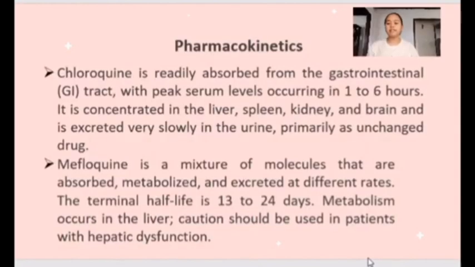So, pharmacokinetics. Chloroquine is readily absorbed from the gastrointestinal or GI tract, with peak serum levels occurring in 1 to 6 hours. It is concentrated in the liver, spleen, kidney, and brain and excreted very slowly in the urine, primarily as unchanged drug. Mefloquine is a mixture of molecules that are absorbed, metabolized, and excreted at different rates. The terminal half-life is 13 to 24 days. Metabolism occurs in the liver, and caution should be used in patients with hepatic dysfunction.